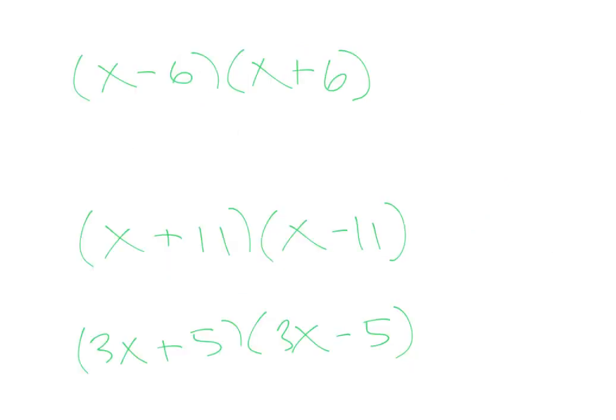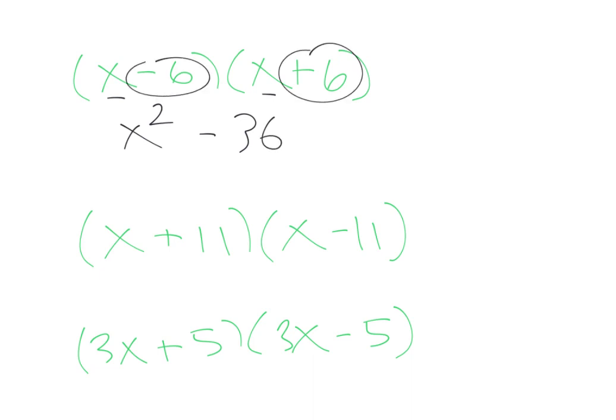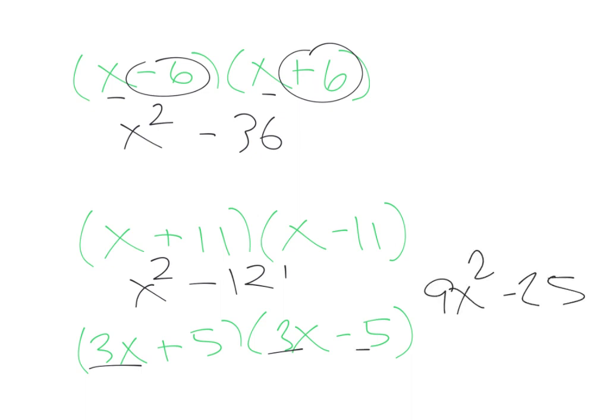Okay, so here we are, x minus 6 times x plus 6. So you're going to square this first term. So you're going to have x squared minus 36. So you have negative 6 times 6. Here you have x squared minus 121. 3x times 3x, 9x squared minus 25.